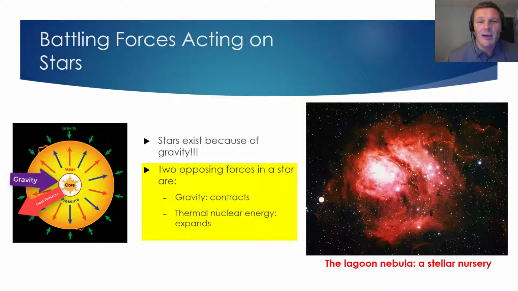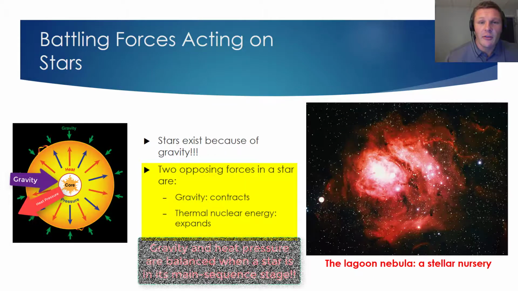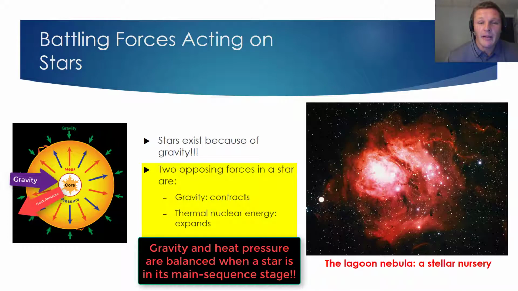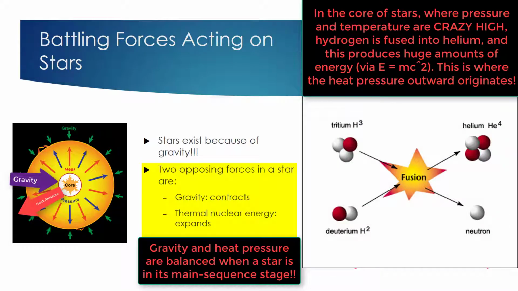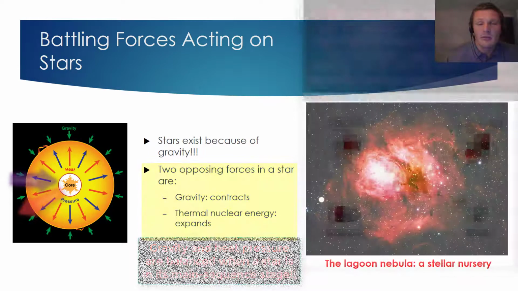Recall that a star spends 90% of its lifetime in the main sequence stage, and when a star exists as a main sequence star, these two forces are balanced. The heat pressure produced at the center of stars is a product of nuclear fusion. When stars form, they're made predominantly of hydrogen gas, and under extremely intense pressure and extremely high temperatures, a hydrogen atom can fuse with another hydrogen atom to form helium. And when that process occurs, Einstein's E equals mc squared equation tells us that there will be a huge amount of energy produced.